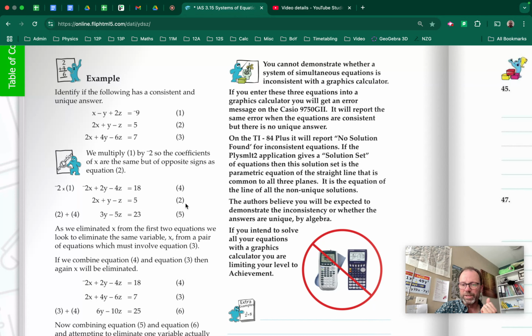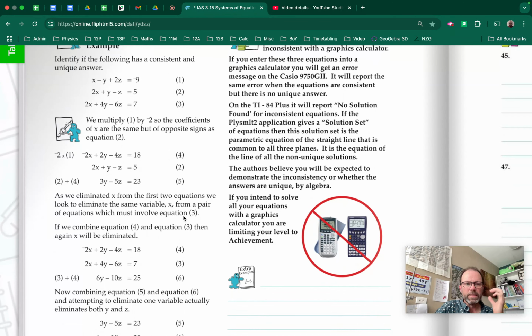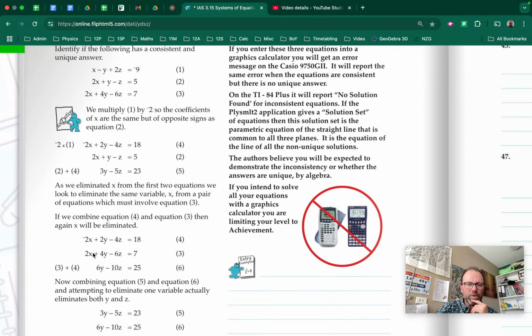Place underneath it equation 2, and then go, hey, 2 plus 4. Why are you doing that? Looks like you're going to eliminate x. What's left over? 3y. What's this? Minus 5y equals 23, and that's equation 5. Do something with, what's it saying here? Combining equations 4 and equations 3. So take that one, and you eliminate things, and you get this statement.